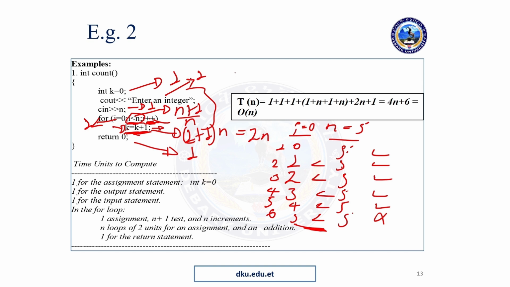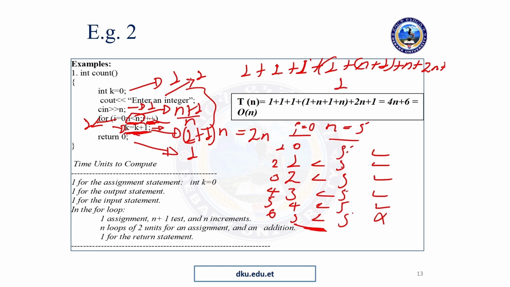So to sum this up: 1 plus 1 plus this one, 1 plus, this one inside the loop, 1 plus n plus 1, increment plus n, plus this statement, which is 2n, plus the return operation, which is 1.